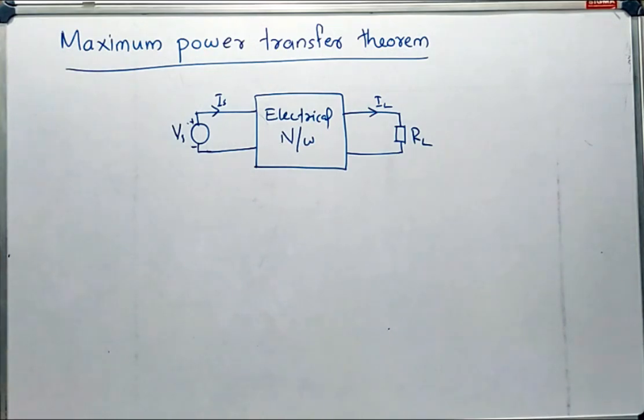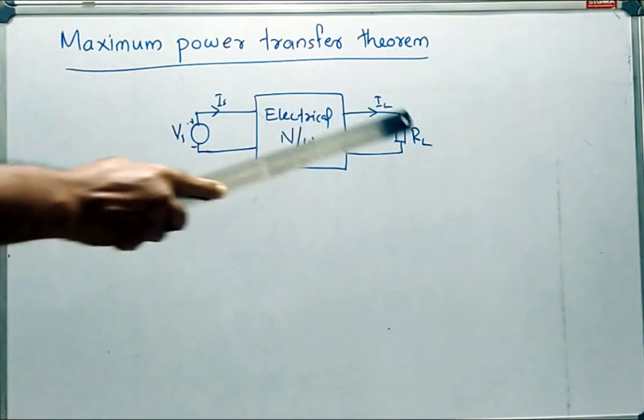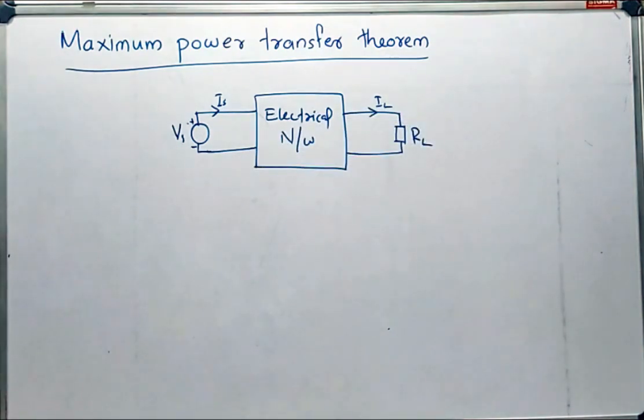In this section, we are going to discuss the maximum power transfer theorem. This theorem is used to find the condition for load resistance to transfer the maximum power from source to load. It ensures successful design of the system.